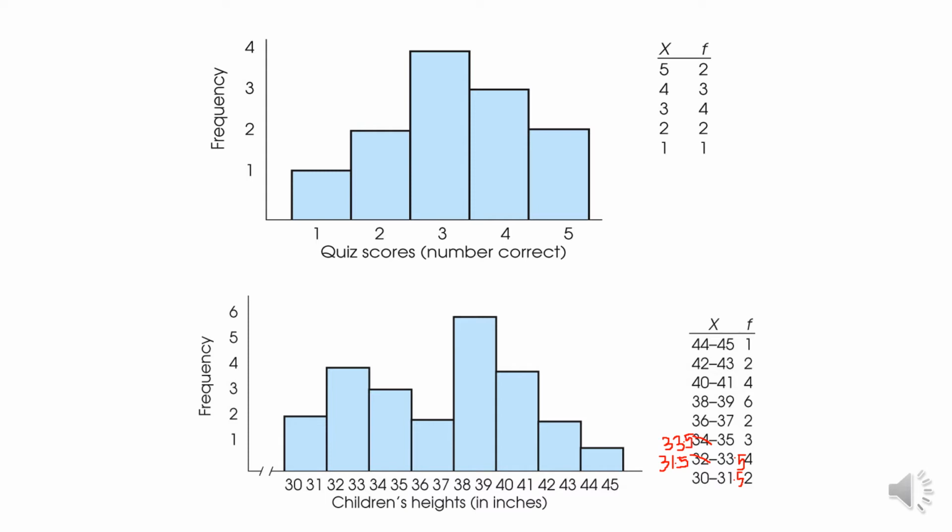And likewise we have to do this for all the classes. So instead of 45, we have to go up to 45.5, and instead of 30 we have to mention 29.5, because from the lower limit we subtract 0.5 and for the upper limit we add 0.5.